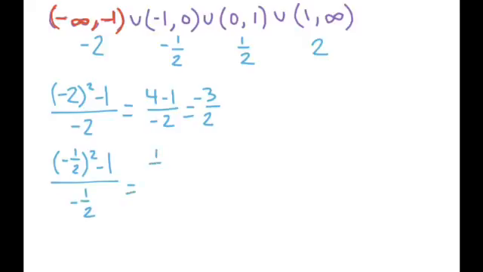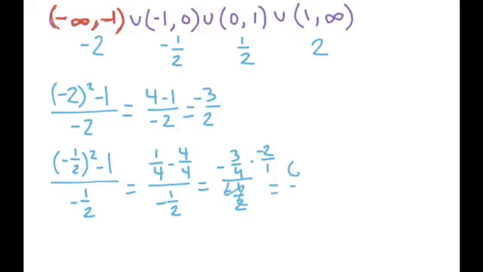So the next one would be negative 1/2, which gives us 1/4 minus 4/4, or 1, over negative 1/2. Negative 3/4 over negative 1/2. The same thing as multiplying by negative 2 over 1, which gets us 6 over 4, or 3/2. That's a positive number, so it does not work, so it's not a solution.